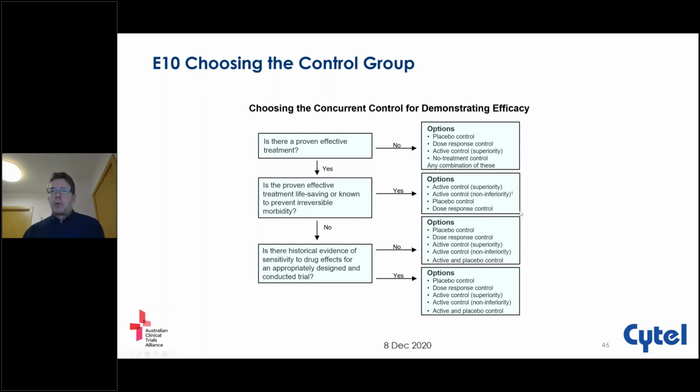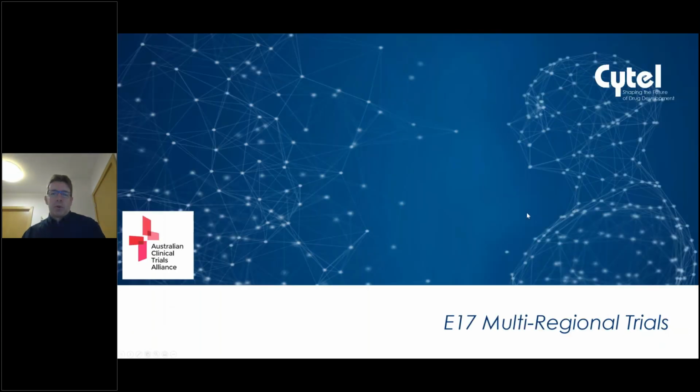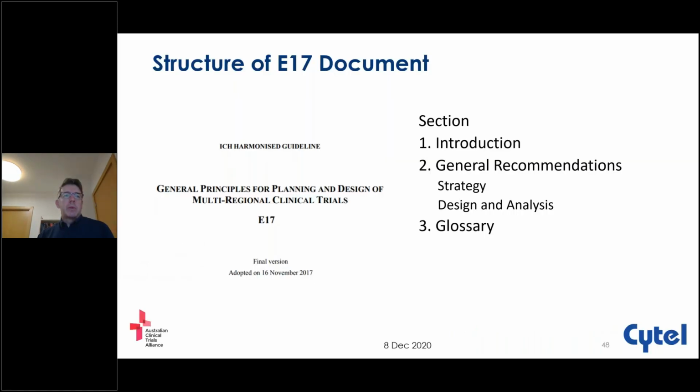Okay, so I told you that was a short one. E10 is a relatively short document. And I want to talk now, and this is the last one that I'll talk about today, about multi-regional trial guidance. You can see from the date on this one that this is November 2017, so it's relatively recent, and came about because regulators understood that multi-regional trials were now becoming quite normal in the development of new treatments for diseases.